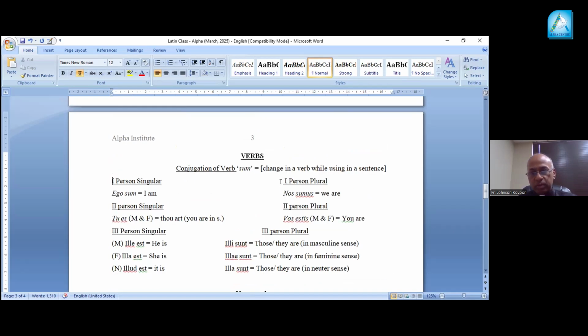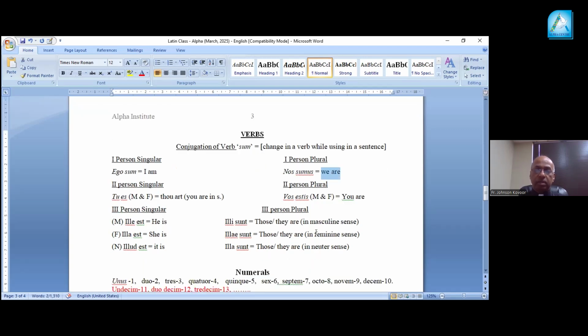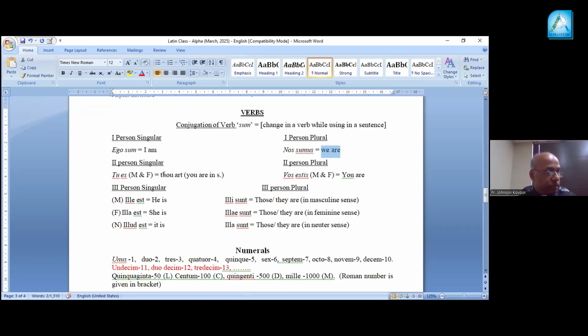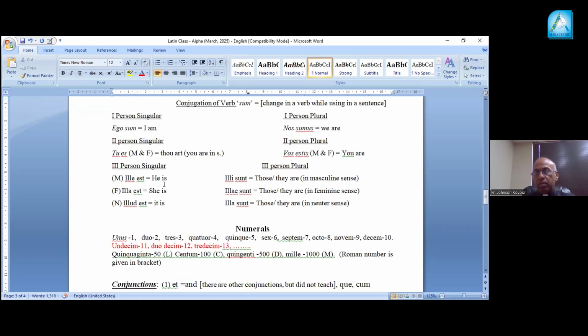Here also we want to keep in mind that there is singular and plural. First person singular is I am. First person plural, we are. Then second person singular, you are. In present language we have only the option you are, but formerly we used thou art in the singular. In the plural, you are, second person plural. And in the singular we have masculine, feminine, and neuter.